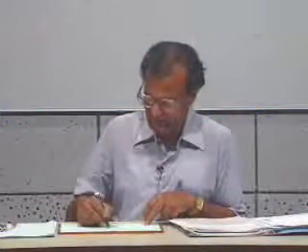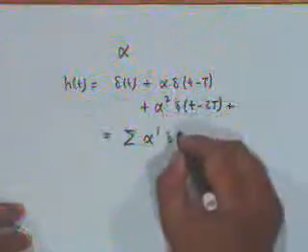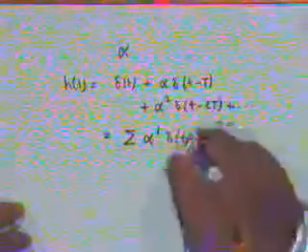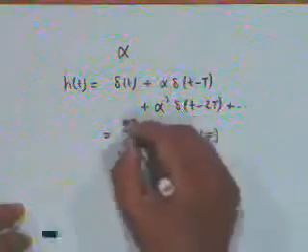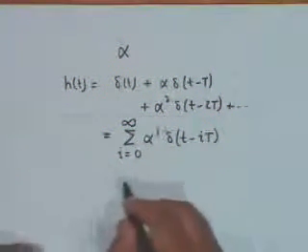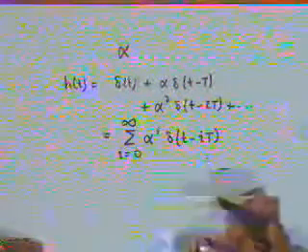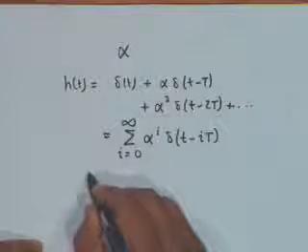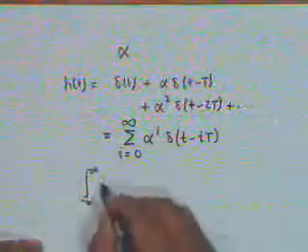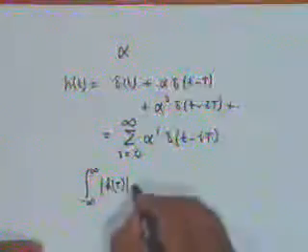Now I will apply the BIBO condition, that is bounded input, bounded output stability condition. This can be written as the sum of alpha to the i delta t minus iT, where i goes from 0 to infinity. So what I do now is find the integral from minus infinity to infinity of the modulus of h tau d tau.